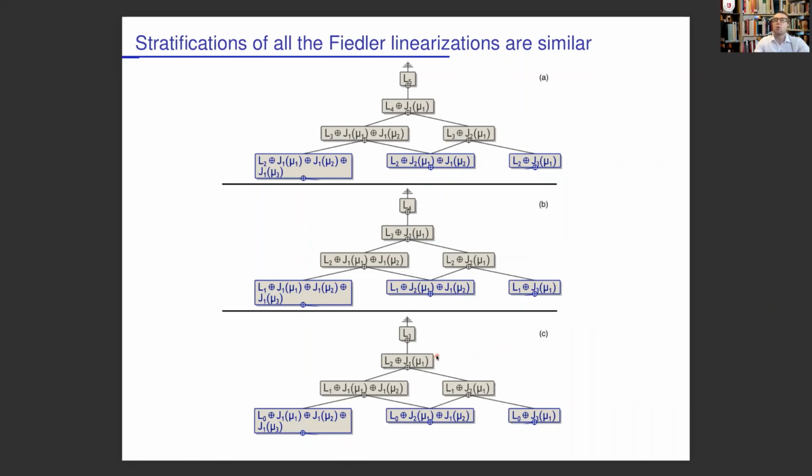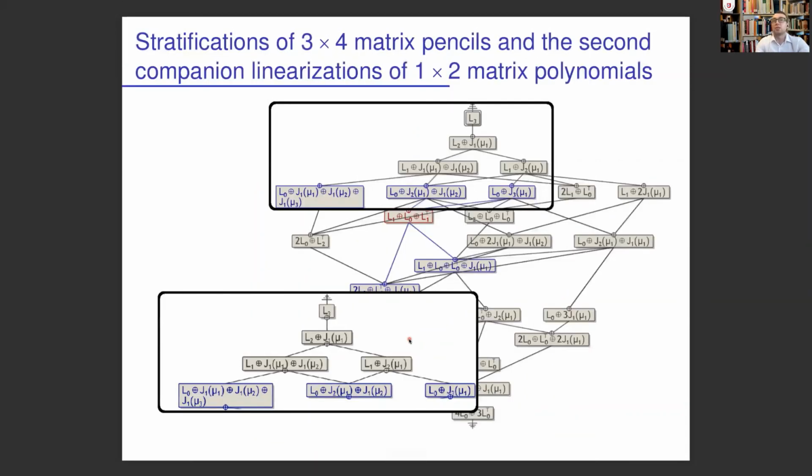So you can see that they all look the same, but the nodes mean different things. Like the top node here is, for example, a 5 by 6 pencil, but the top node here is a 3 by 4 pencil. We also notice that these linearization graphs are also induced from the matrix pencil hierarchy graphs, but for the pencils of the corresponding sizes. So for example, for 3 by 4 matrix pencils, we construct the graph at the background, and we can notice that our stratification of the matrix polynomials, which is now constructed separately, is still a part of the graph for the matrix pencil case. So we can identify it here in the graph.